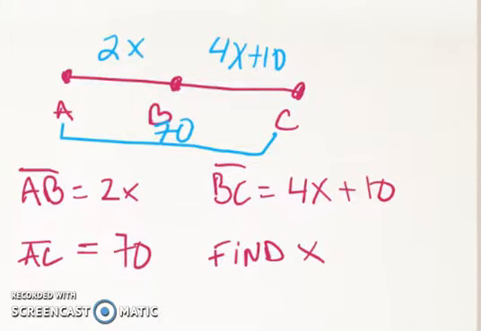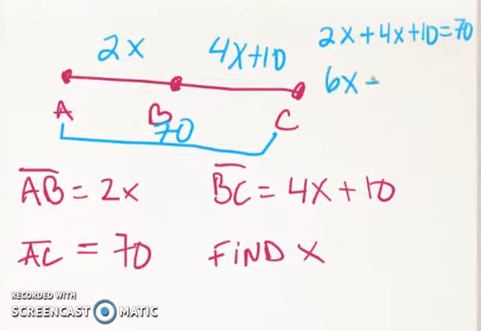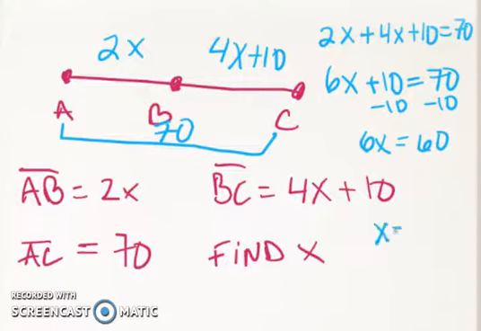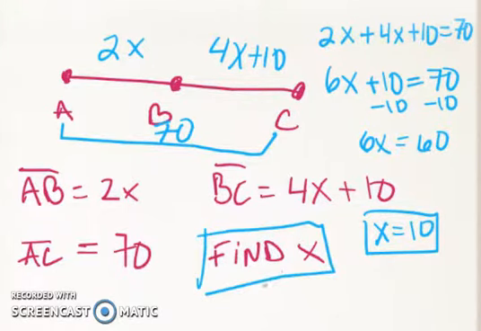Okay, so when we're looking at this problem, you might say, do we set AB equal to BC? Well, that doesn't really make sense because it doesn't say that they're congruent. But what this picture is telling me is probably the segment addition postulate. So I can do 2x plus 4x plus 10 and set that equal to 70. Let's go ahead and solve that. 2x plus 4x gives me 6x plus 10 equals 70. Subtract the 10 from both sides. We get 60 equals 6x, so x must equal 10. All we had to do was find x. We didn't have to plug anything back in and solve, so that one's a little more straightforward.